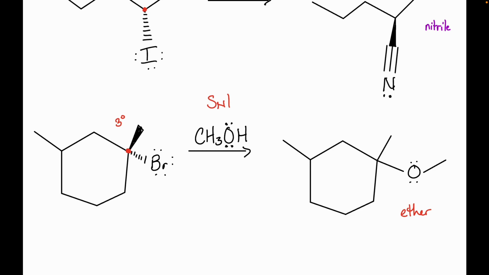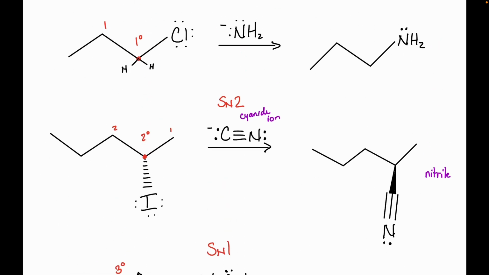All right, so just two more things to tack on to our discussion of substitution reactions. We talked about mechanisms. Now we're going to talk about those leaving groups, those halogens. It turns out that some alkyl halides are better than others when it comes to substitution reactions.